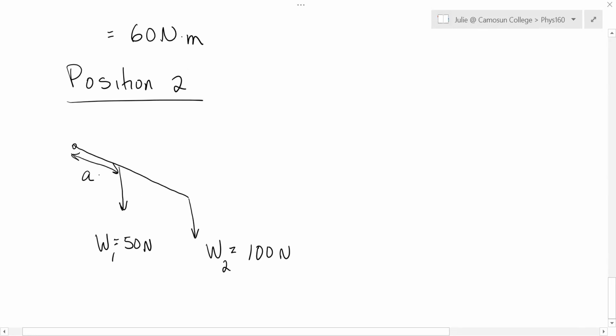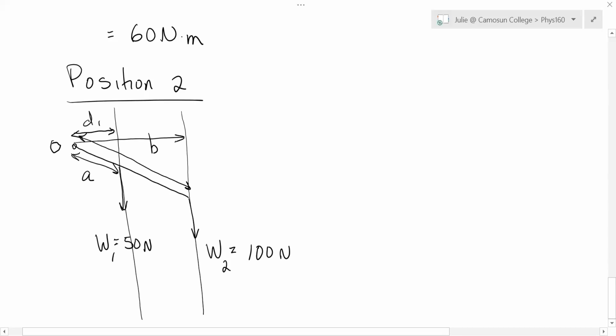There's A, and B is also along the length of your lower leg. But these are no longer the lever arms, because remember the definition of lever arm. Here's our knee, the axis of rotation. We have to go perpendicular to the line of action of these two forces. So the lever arms are not A and B anymore. The lever arms are these distances here, D1 and D2, and you always have to go back to O.